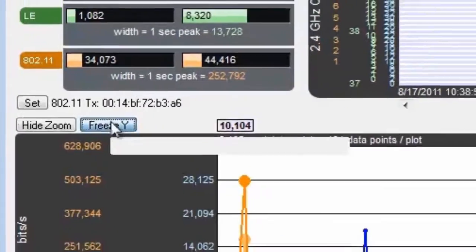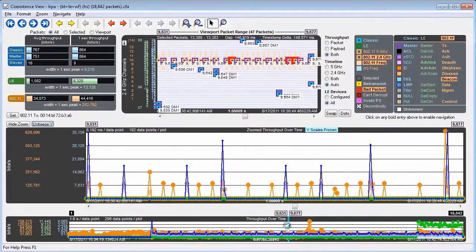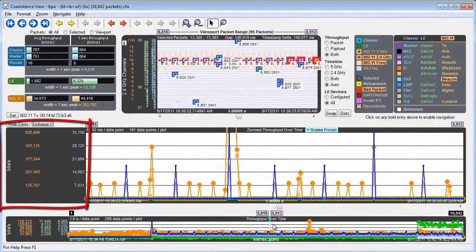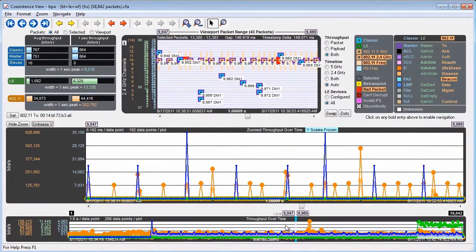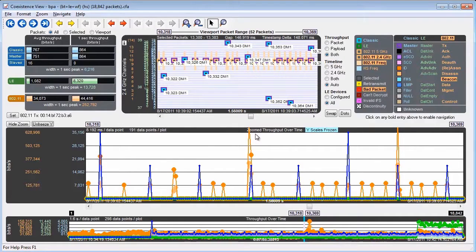So in that case, you can freeze the y-axes, and then they don't change as you scroll. Now you'll see in this case that some of them are running off the top, but that's okay, that's what we want. That makes it possible to do a relative comparison between the different windows.